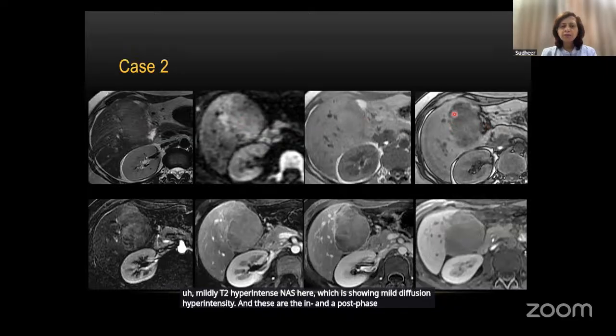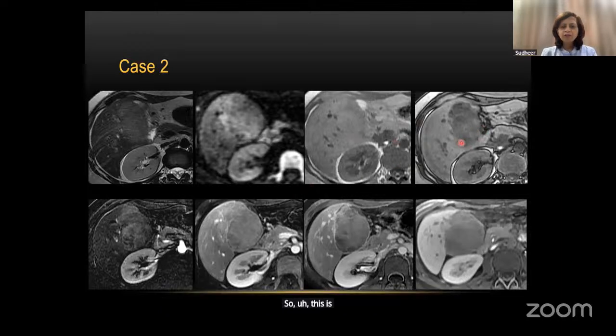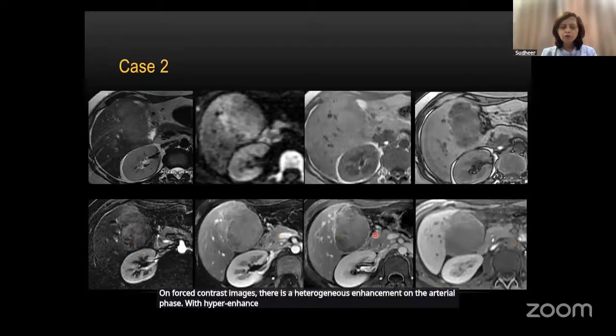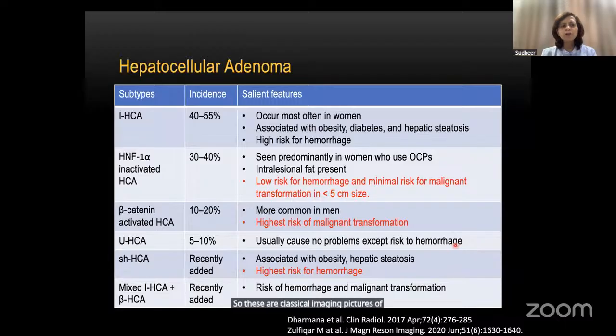We can see that there is a marked signal drop on opposed phase compared to in phase. So this is a very important feature for characterizing this lesion. On post-contrast images, there is a heterogeneous enhancement on the arterial phase with hypoenhancement on portovenous phases. And this is the delayed hepatobiliary phase in which the lesion is hypoenhancing. So these are classical imaging pictures of hepatocellular adenoma.